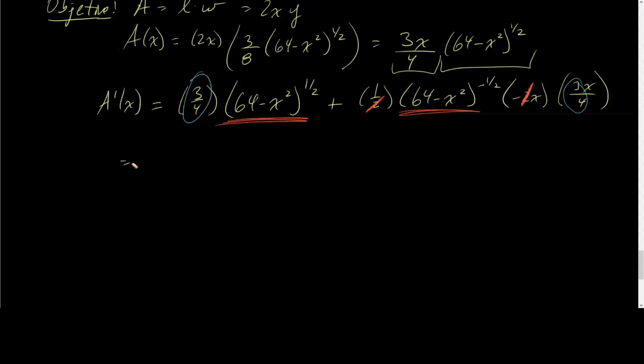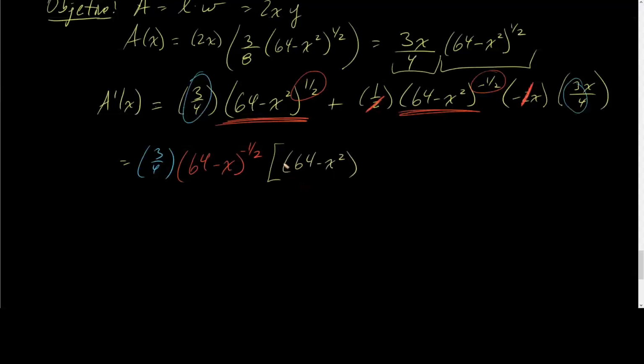Let's see. If I want to factor out those things, well, I'm going to factor out a 3/4, and I'm going to factor out 64 minus x squared to the, well, between negative 1/2 and positive 1/2, the negative 1/2 is the smallest of the two, so that's what I will factor out. And what are we left with? This 3/4 was taken out. The 64 minus x squared, we took out negative 1/2. So I had 1/2, took out negative 1/2, I'm left with 1. Right, because 1/2 minus negative 1/2 is 1/2 plus 1/2. That's how I'm left with 1 in the exponent.